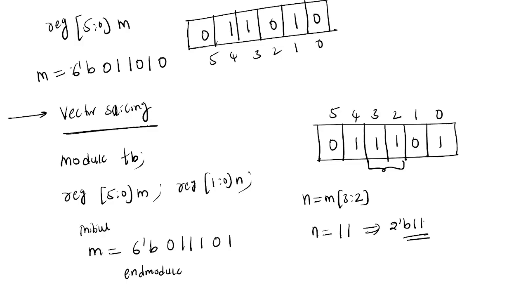Or I can access only one bit also. Suppose n equal to m[5]. That means I can access only this bit, so n equal to 1'b0. So vector slicing is nothing but I can access any one bit, or any number of bits, either 2 bits or 3 bits. Combining, I can access individual bits in the vectors. That is nothing but vector slicing. Hope you understood. Shall I move forward?